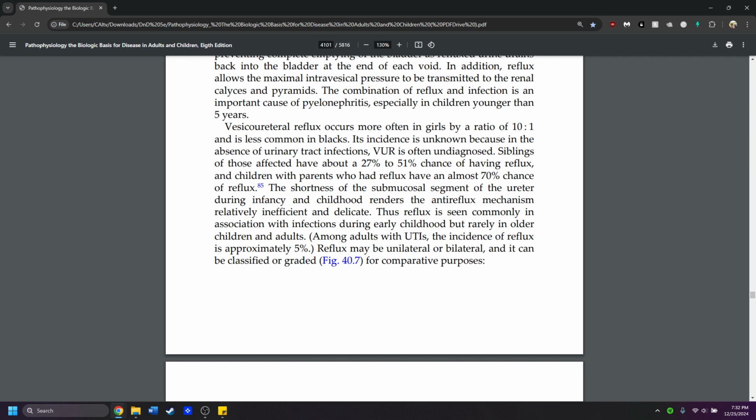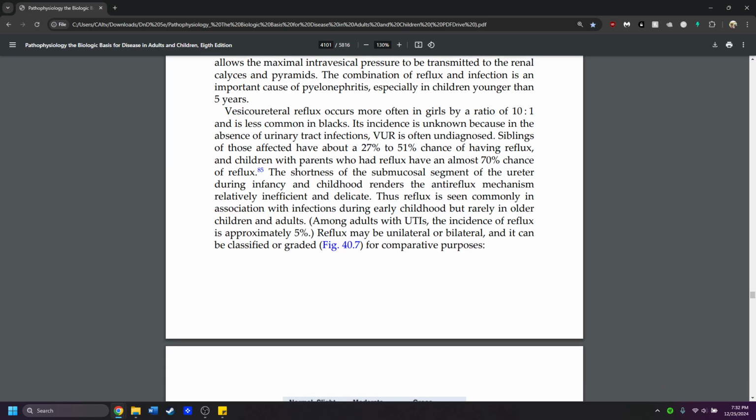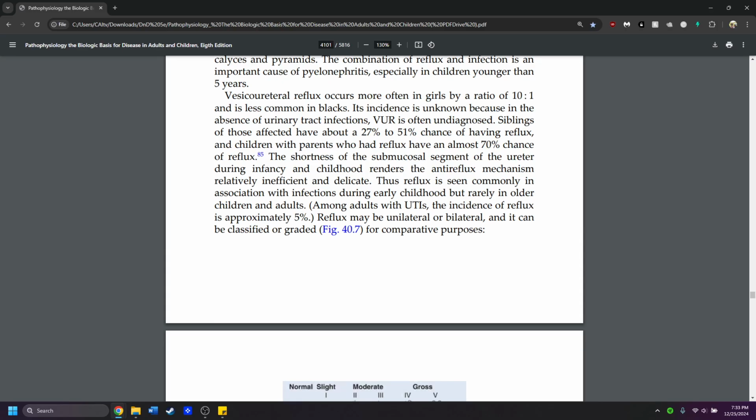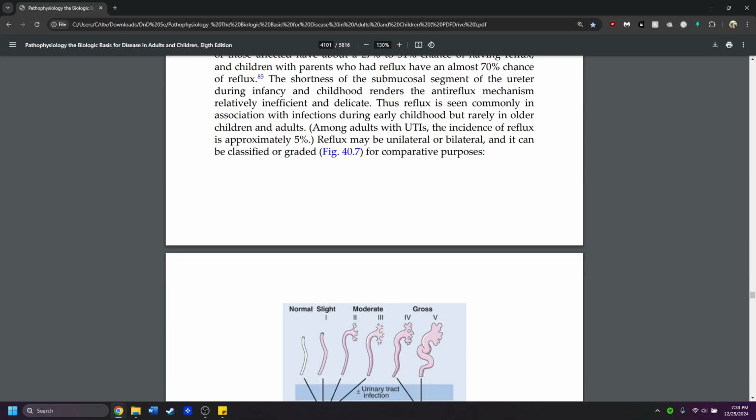The shortness of the submucosal segment of the ureter during infancy and childhood renders the antireflux mechanism relatively inefficient and delicate. Thus, reflux is seen commonly in association with infections during early childhood, but rarely in older children and adults. Reflux may be unilateral or bilateral, and it can be classified or graded for comparative purposes.